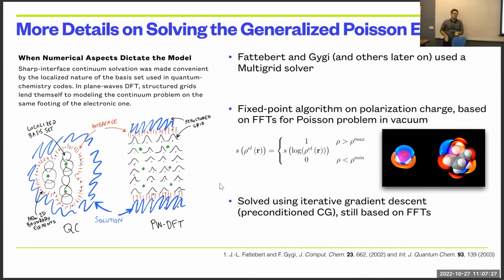And so they had to introduce a new numerical domain just to describe the interaction with the solvent. However, in condensed matter simulations, we rely on a structured grid, which is everywhere in the simulation cell. So we basically have a numerical domain for the electrostatics or for the quantum mechanical problem, which is homogeneous everywhere in the simulation cell. And so the idea that Fatber and Gigi had is that we can rely on the same grid also to study the problem in the dielectric.